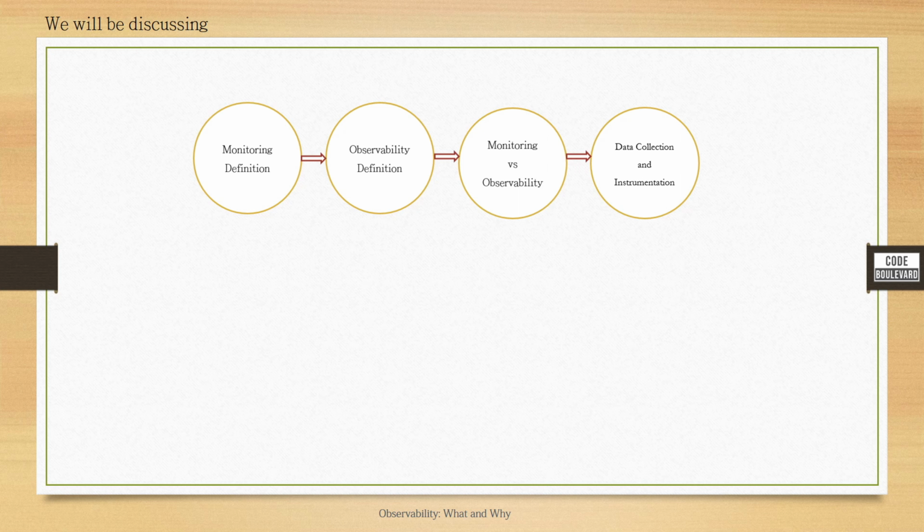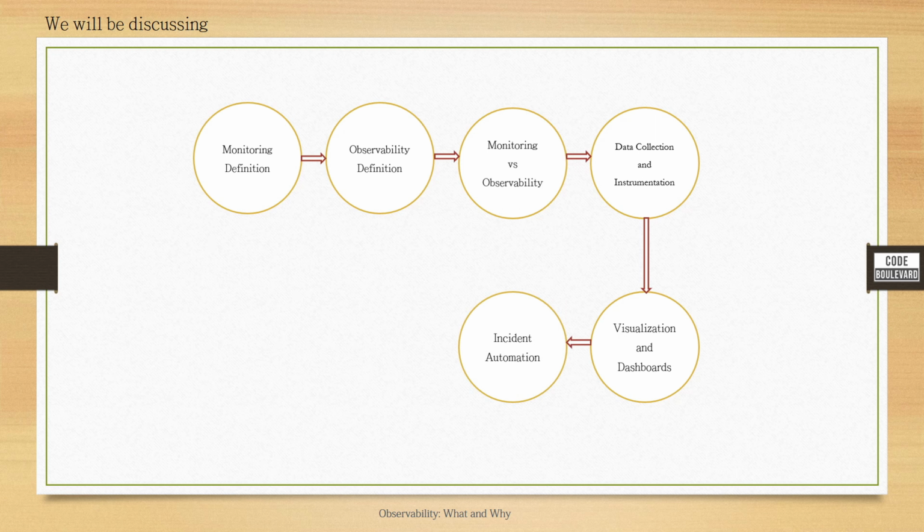data collection and instrumentation. Then we will talk about visualization and dashboards, which tools we have and how we can use them. Then we will discuss incident automation, how it's going to benefit our team. And after that, we will check the challenges and pitfalls of observability. And finally, we will talk about observability tools and how we can choose between them and how we can benchmark them in case we want to select some of them.